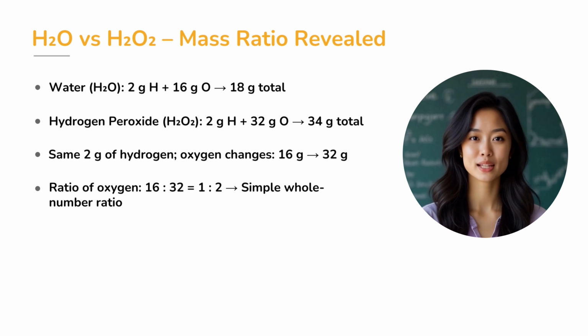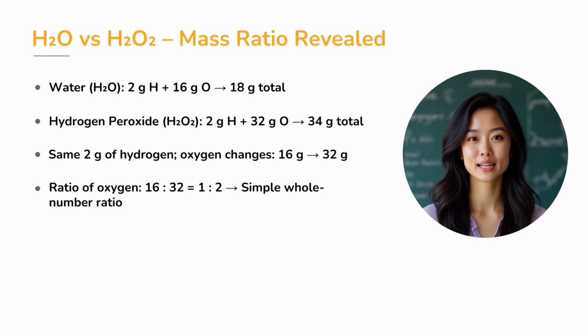Let's look at a simple example straight from the textbook. Hydrogen combines with oxygen to form two different compounds. One, water, H2O, where 2 grams of hydrogen plus 16 grams of oxygen equals 18 grams total. Two, hydrogen peroxide, H2O2, where 2 grams of hydrogen plus 32 grams of oxygen equals 34 grams total.